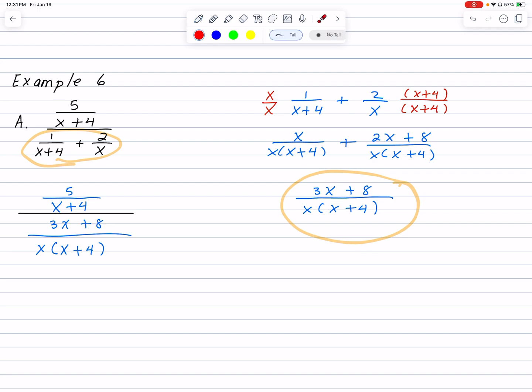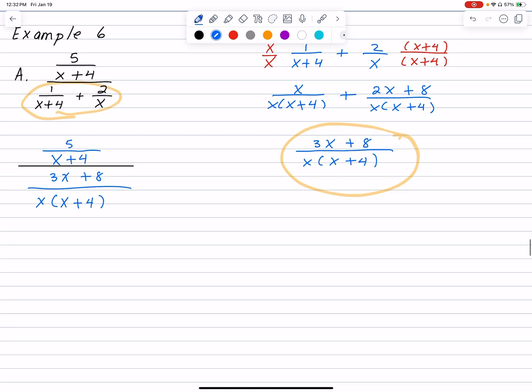And the reason is, this right here is just a fraction divided by a fraction. Notice the words. This is vertical division. I have a fraction divided by a fraction. So we can take that vertical division and rewrite it as horizontal division.